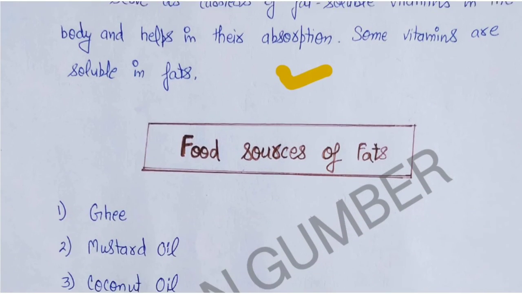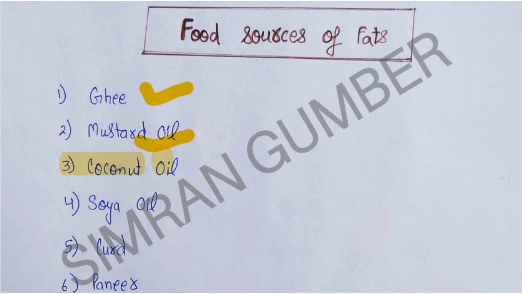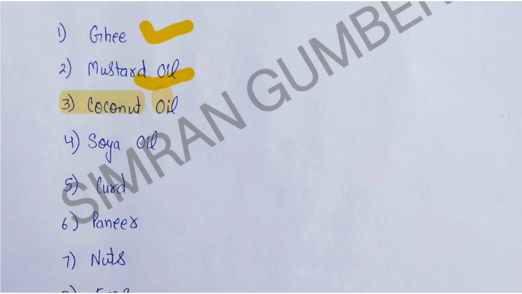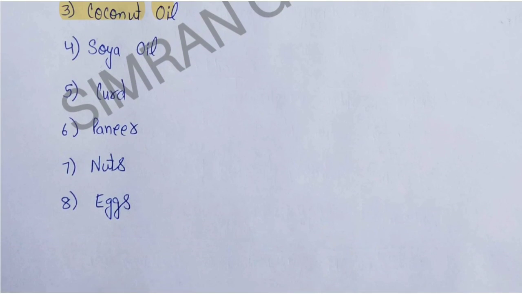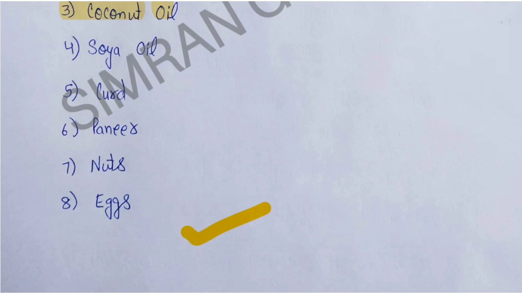Now what are the food sources of fats? Ghee, mustard oil, coconut oil, soya oil, curd, paneer, these all contain fats. Nuts, eggs. So in this video we have discussed so many important questions which are important for your exam.